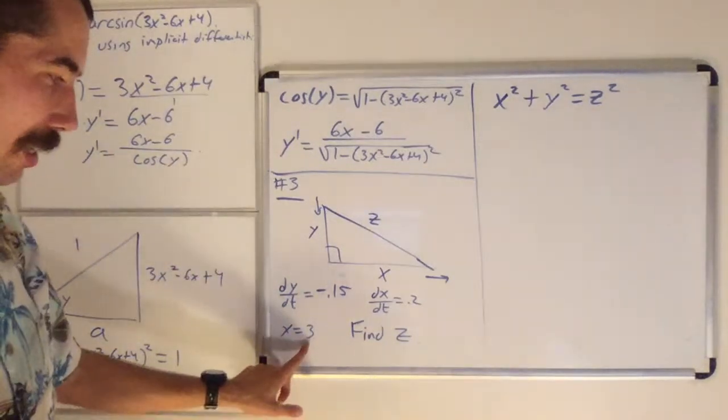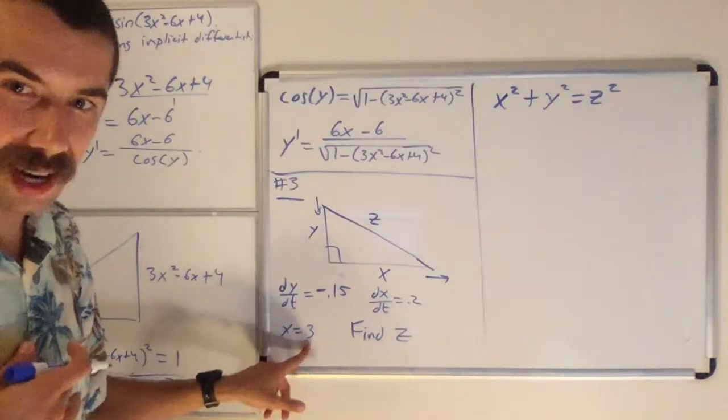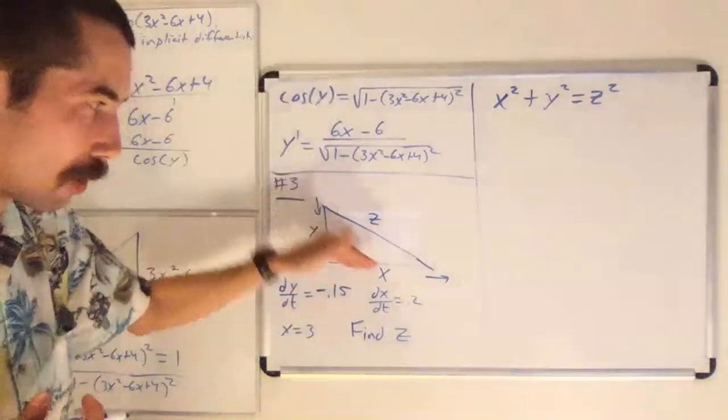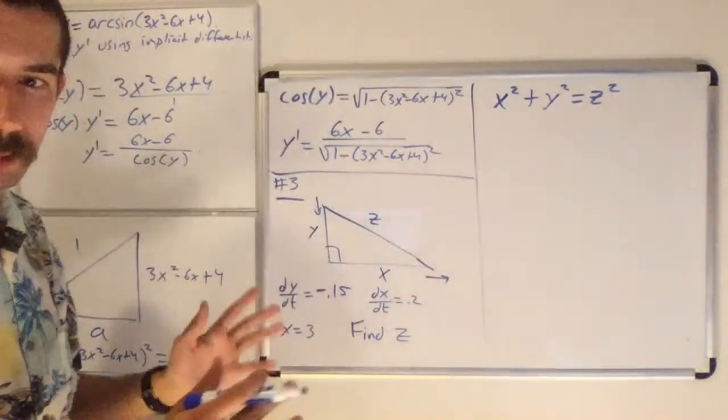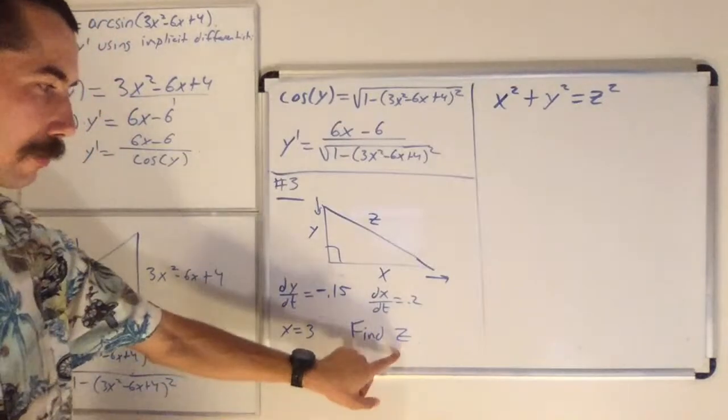Right? Because if you were to plug in x equals 3, that makes it seem like it's a constant. But it's not. It's changing as the ladder falls. X is changing. So we have to make sure we don't plug anything in until we're ready for it. We're trying to find z.